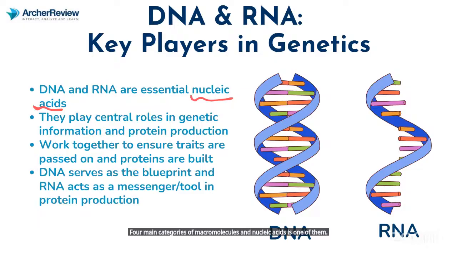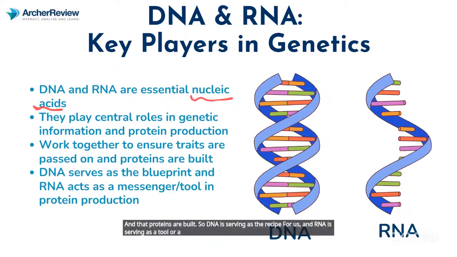So DNA and RNA are vital nucleic acids, and they play a key role in genetic information and in protein production. And they're going to work together to ensure that the traits are passed on to offspring and that proteins are built. So DNA is serving as the recipe for us, and RNA is serving as a tool or a messenger for protein production.